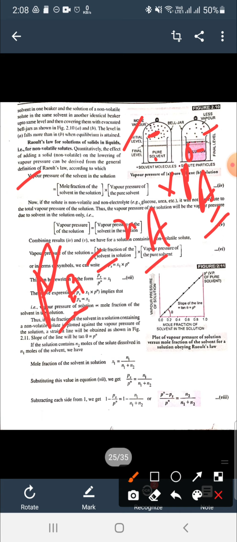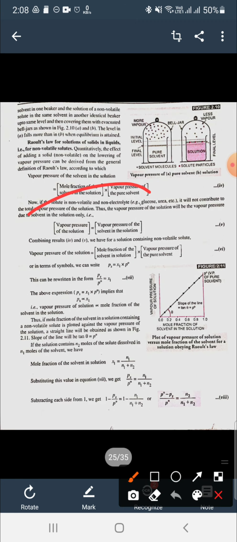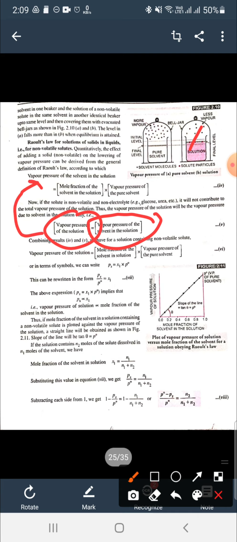And as you know, when a non-volatile solute is added, the vapor pressure of the solution is only due to the presence of the solvent. So you can say the vapor pressure of the solution is equal to the vapor pressure of the solvent in the solution, because solute particles do not get vaporized. So you can write, in equation 1, the vapor pressure of the solution is equal to the mole fraction of solvent into the vapor pressure of the pure solvent.